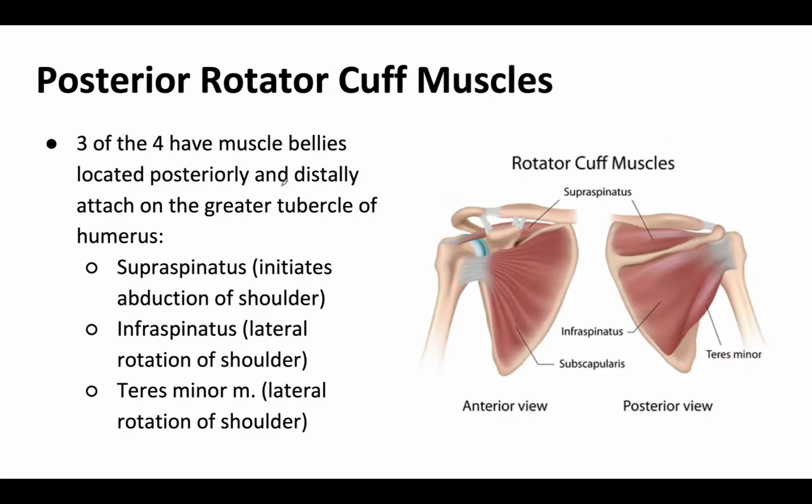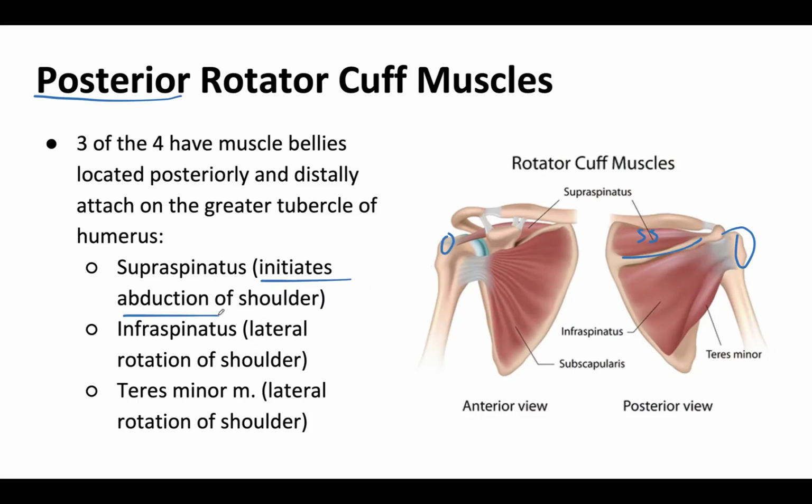The majority of the rotator cuff muscle bellies are posteriorly located. And all 3 of these posterior rotator cuff muscles will have their distal attachment on the greater tubercle of the humerus. And so we will start with the most superior one, the supraspinatus, which is located superior to the spine of the scapula. And it is the only rotator cuff muscle that doesn't play a role in rotation. Rather, it will serve to initiate abduction of the shoulder.